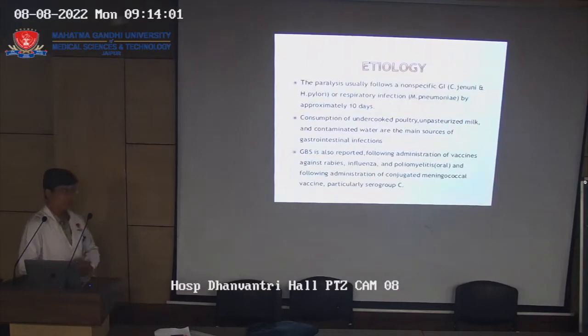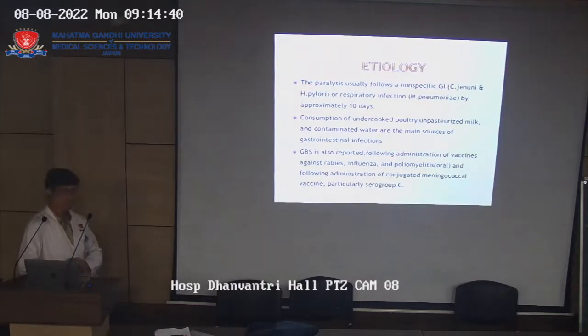Now come to the etiology. What is the etiology behind GBS? This paralysis of GBS usually follows a preceding infection. This infection may be either a gastric infection or a respiratory infection. The gastrointestinal infection may be due to Campylobacter jejuni or Helicobacter pylori, or there may be a respiratory infection due to Mycoplasma pneumoniae. This preceding infection usually occurs within 10 days before the disease, and it is due to the consumption of unpasteurized milk, undercooked poultry, or contaminated water. This leads to the gastrointestinal infection.